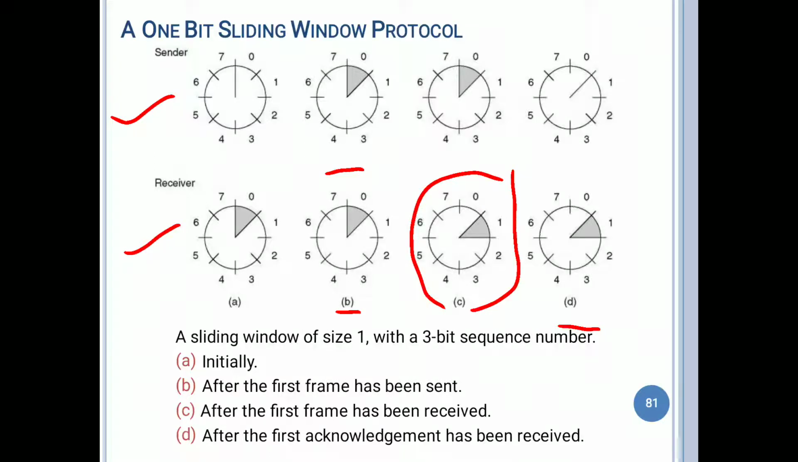What happened? Initially, why will the sender send the data? Because the receiver is requesting the data. Which packet does it request? Packet 0 is requested from the sender. That's why the diagram is like this. So it is requesting 0 from the sender. Now the sender starts sending the 0 packet. That is in the second case, after the first frame has been sent.